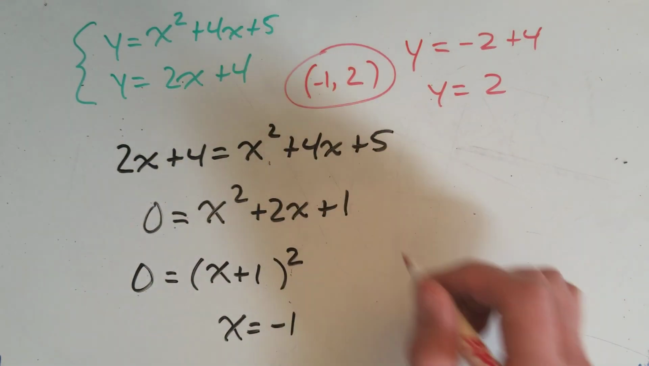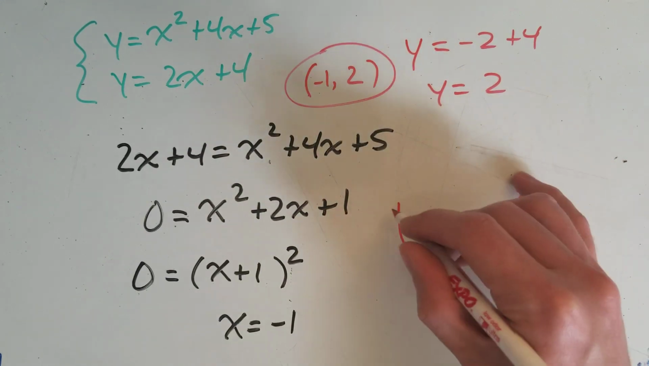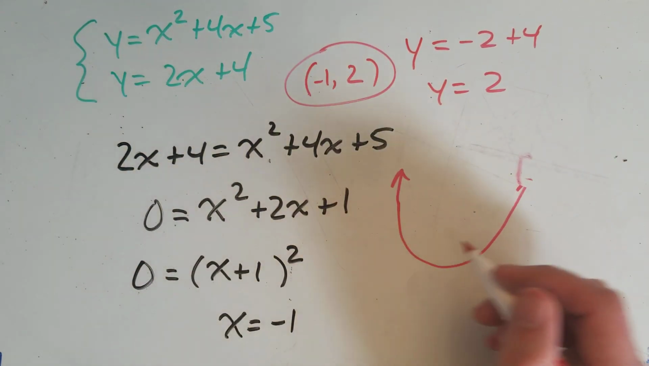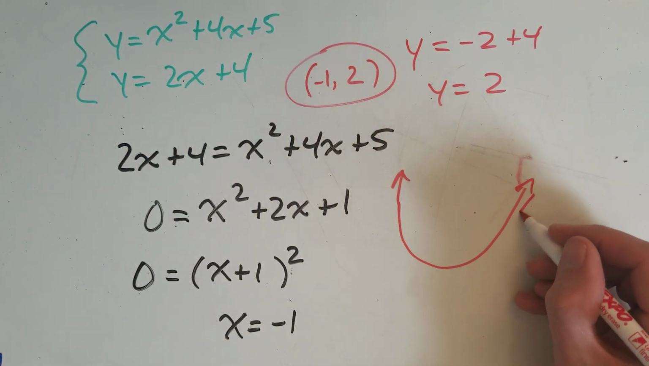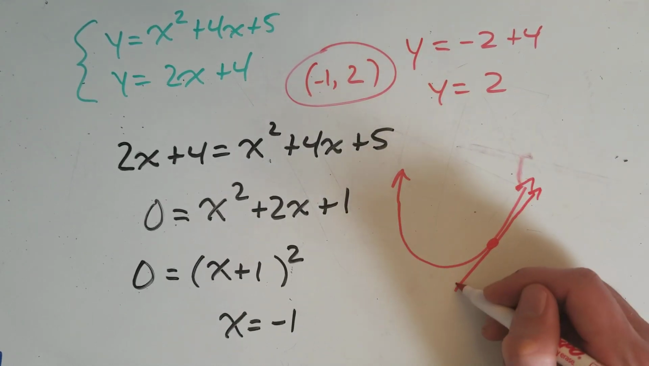There's only one, which means for this, we have an upward opening parabola, and the line 2x plus 4. So our point of intersection would be like right about here. It's only going to intersect at one point.